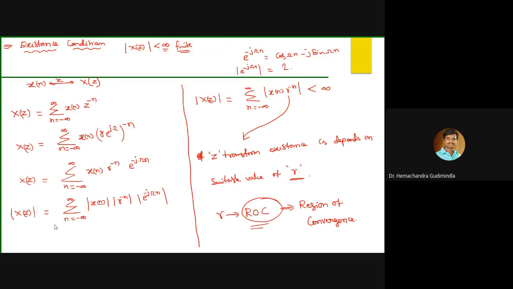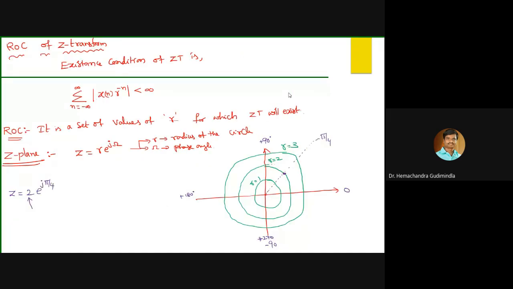Then what is the existence condition? Summation n equal to minus infinity to infinity x of n r power minus n. So you need to select suitable values of r to find the z transform. If the r value is other than the region of convergence, then the z transform doesn't exist. So this r value plays a major role. That's what we call the region of convergence. What is the region of convergence? It is a set of values of r for which the Z transform will exist.